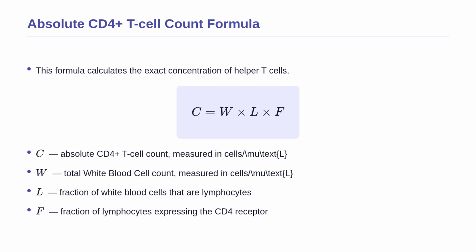If the total white blood cell count, W, decreases, or if a virus causes the CD4 fraction F to drop, the overall absolute count C will decrease significantly, indicating a worsening state of immunodeficiency.